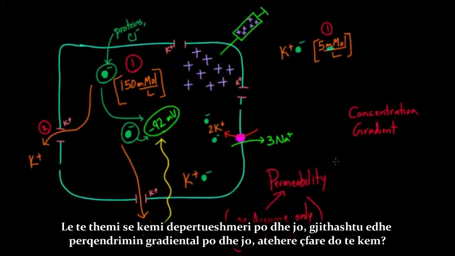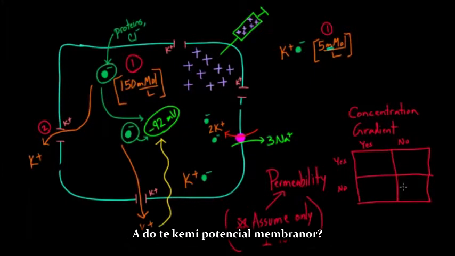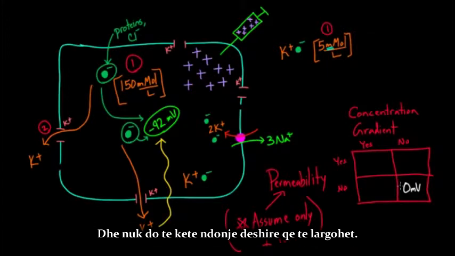So if you have, let's say, permeability yes and permeability no, and you have concentration gradient yes and concentration gradient no, then what do you get exactly? So let's say you have 4 possibilities here, right? We have 4 possibilities. And let's say we have no concentration gradient and no permeability. Would we get a membrane potential? Well, no, because the potassium would never have a way of leaving in the first place, and would have no desire to leave.